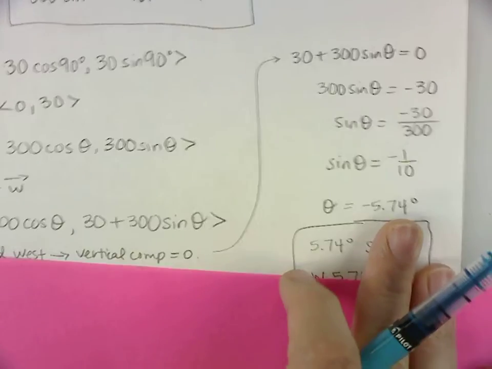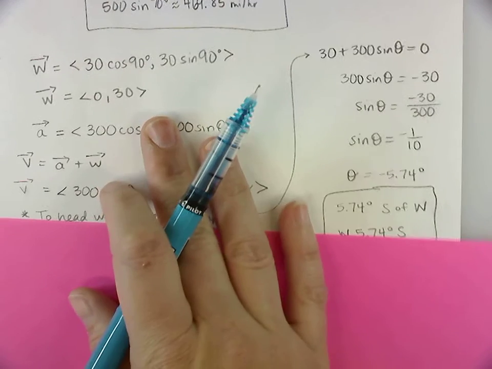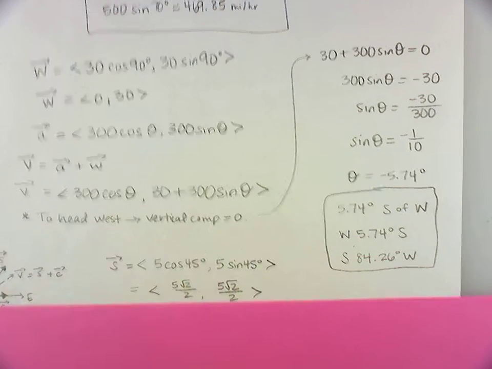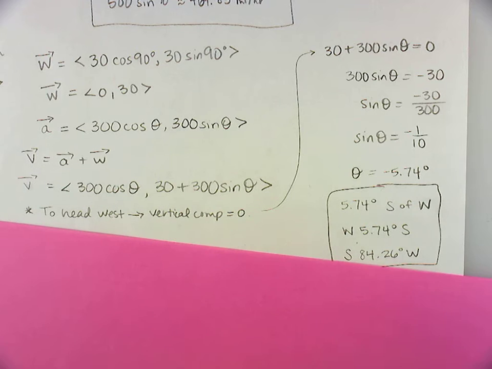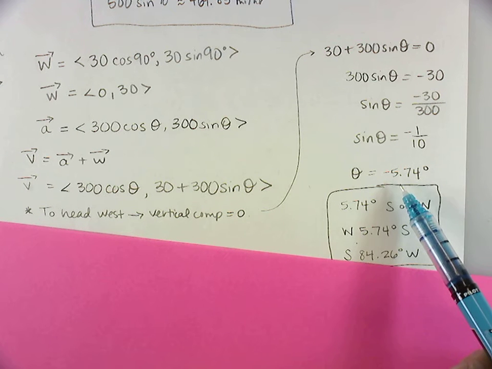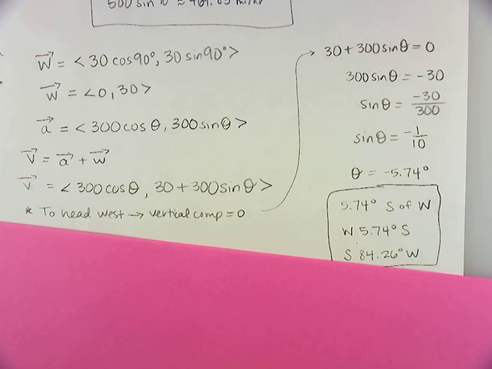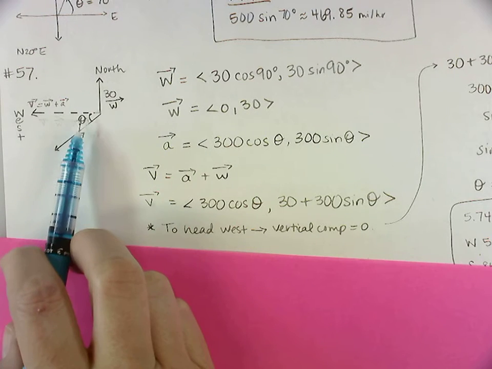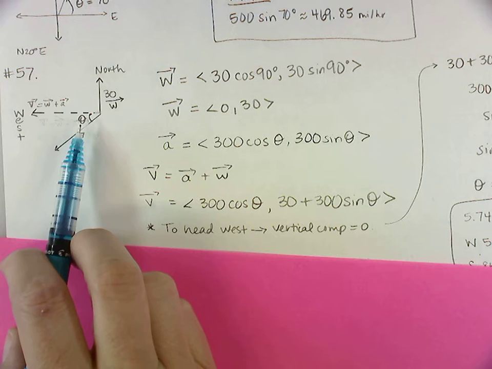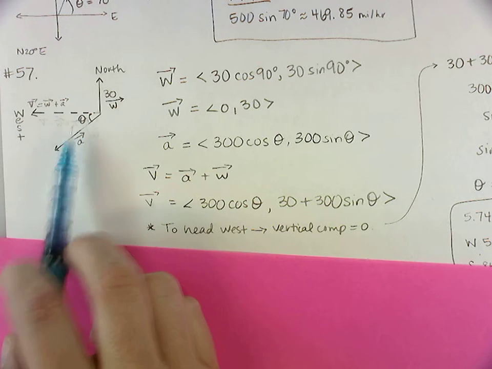And this time when we find theta, it's going to be a little bit different because we are in the west. The wild, wild west. Switching things up a little bit. So once you solve, you should have got negative 5.74 degrees. Now, if you look back at your picture, see how this is where our theta value is? What direction is this? Yes, it's going to be south of west.